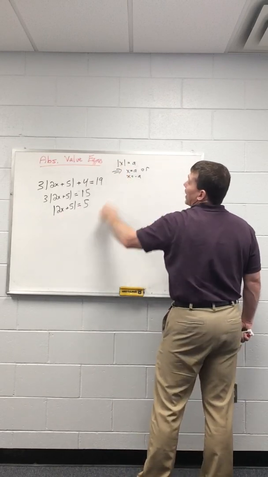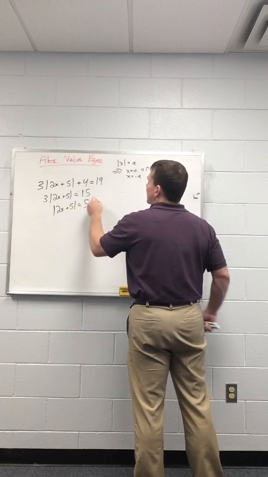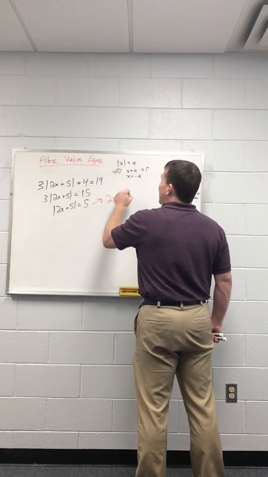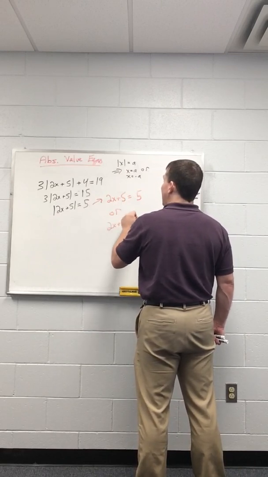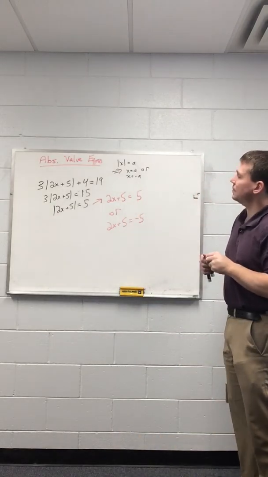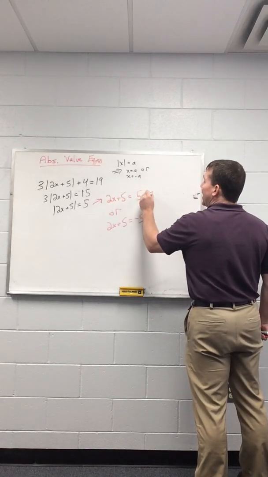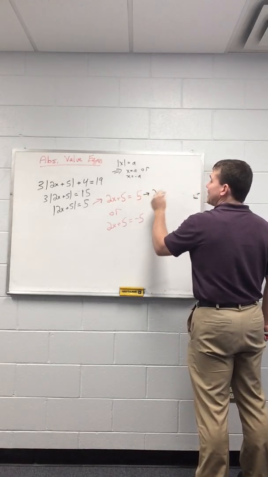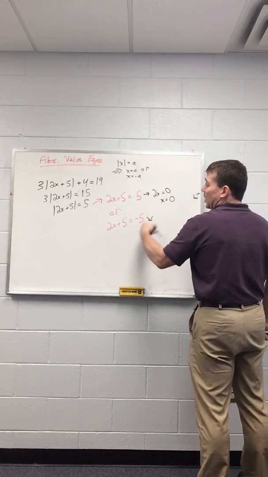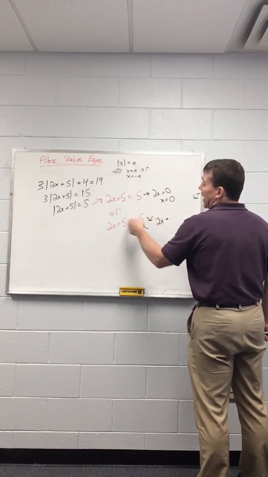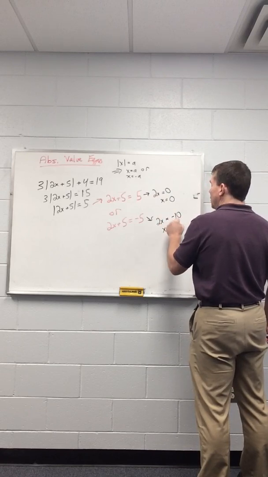Now I have this in the form I want. Absolute value equals a number. So now I get two possible solutions. 2x plus 5 equals 5, or 2x plus 5 equals negative 5. And then we just solve both of them. For this one, if I subtract the 5, I get 2x equals 5 minus 5, 0. Divide by 2, x equals 0. For this one, subtract the 5, 2x equals minus 10. Divide by 2, x equals negative 10 over 2, which is negative 5.